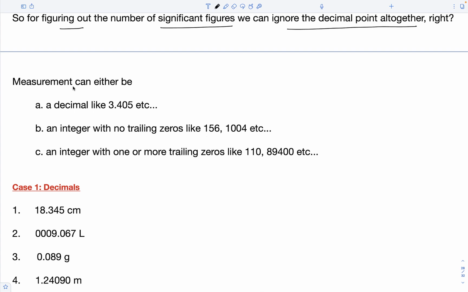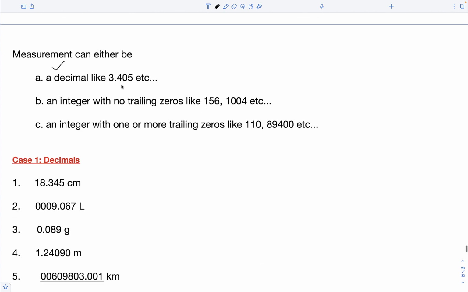See, measurement is a number. And if the number contains a decimal point somewhere in it, it is called a decimal. And if it does not contain a decimal point, it is an integer. And some integers end with one or more trailing zeros like these, and some integers end with a non-zero digit. They do not contain trailing zeros like these. So every measurement must fall into one of these three categories. Let us start with decimals.